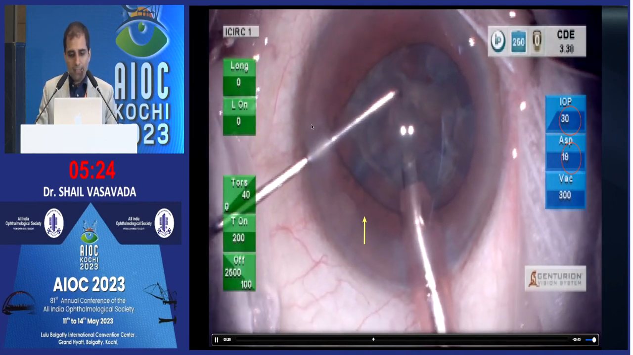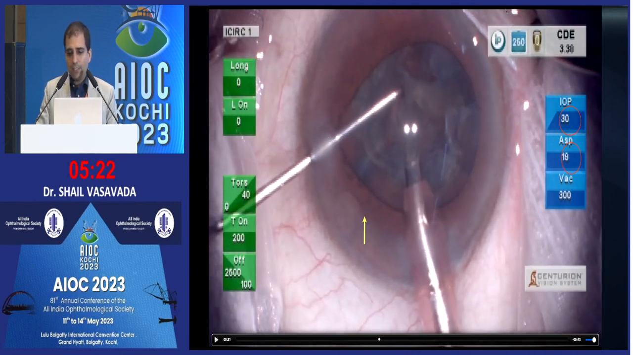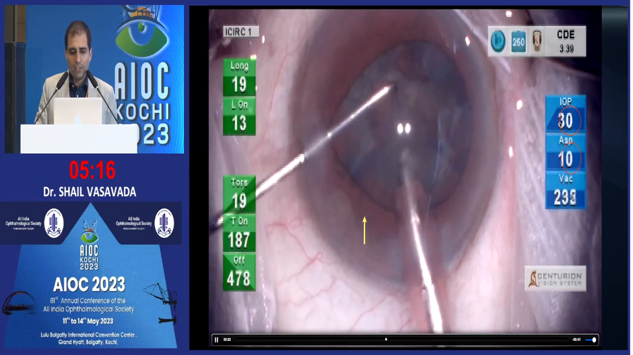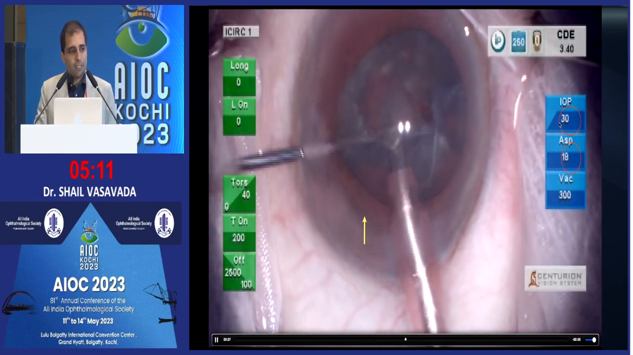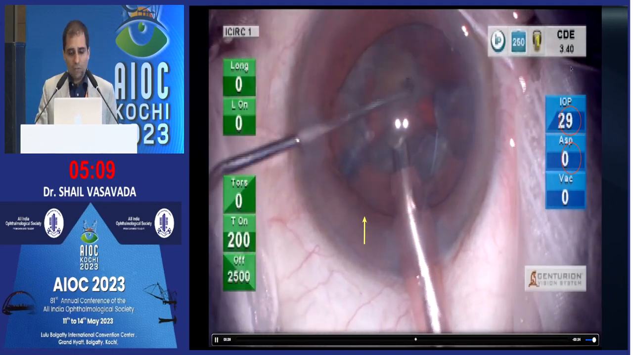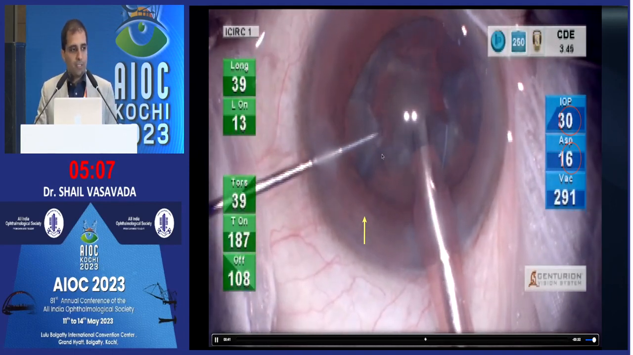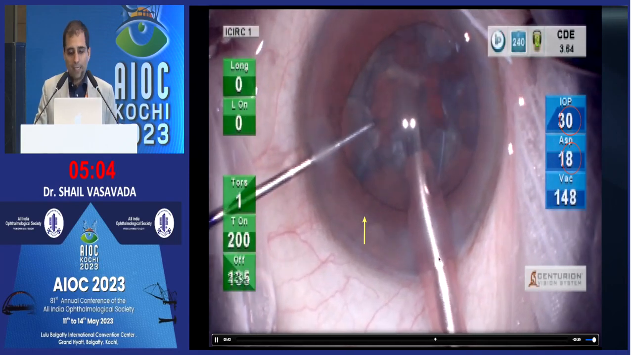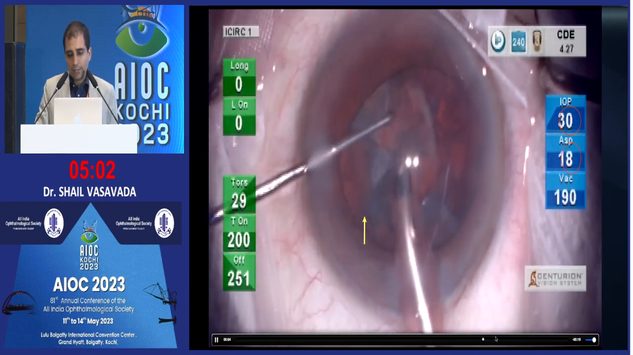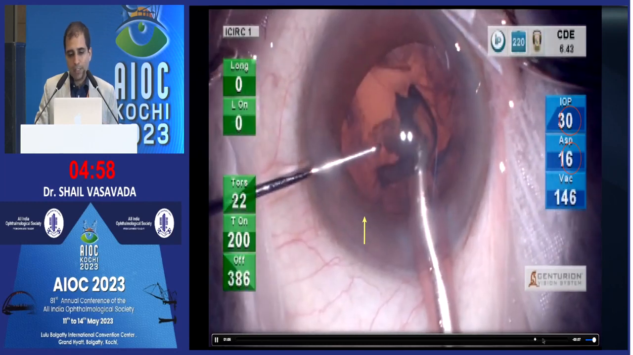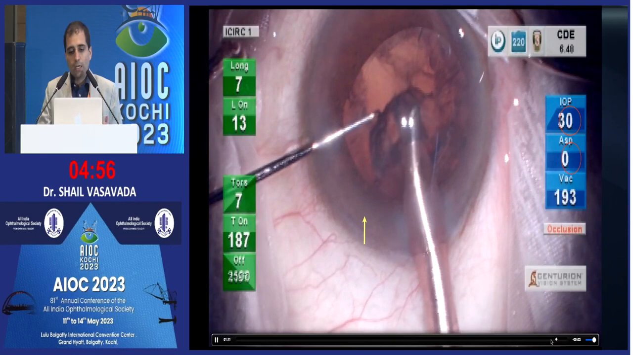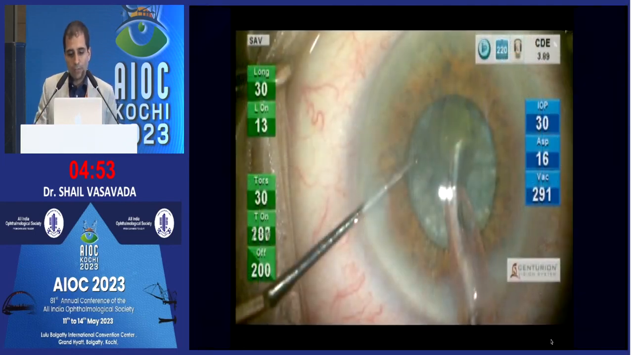Here I realized that the iris is coming. So I went to foot position 0 and dropped my IOP from 40 to 30. I reduced my intraocular pressure from 40, which was already low, even further, and then went back to foot position 1. As you can see, the iris has fallen back, and now all through the surgery I'll be able to maintain this iris in its position without it coming even once to the side port, with a relatively lower intraocular pressure.